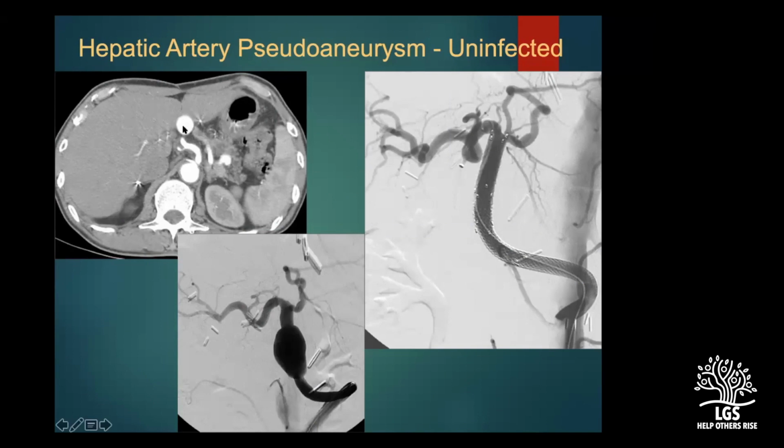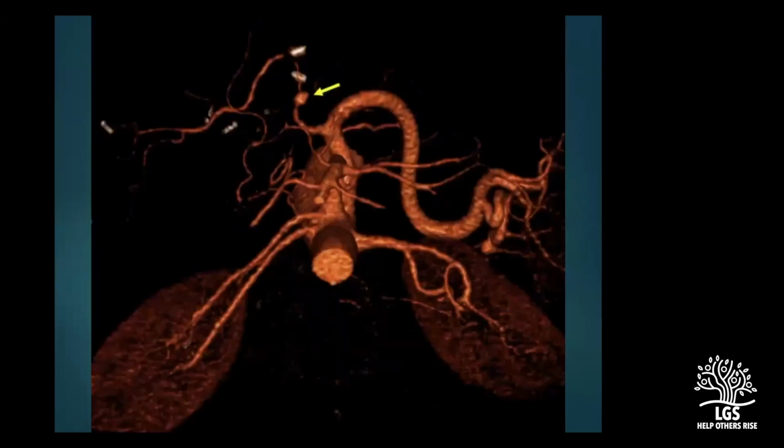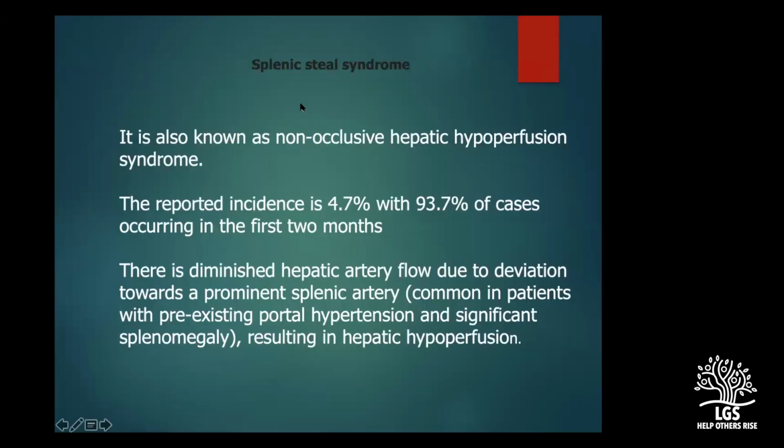So that's a very simple thing to do rather than putting in a stent. It can be a very expensive job if you have to put a covered graft. So this is again one simple thing that we can do using a thrombin injection. That's a reconstructed image which shows a pseudoaneurysm in the hepatic artery.